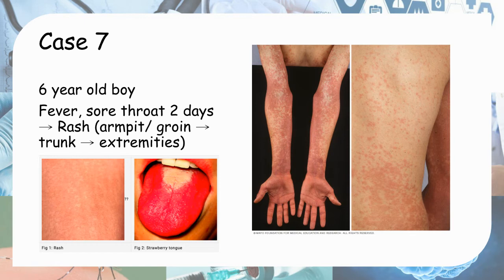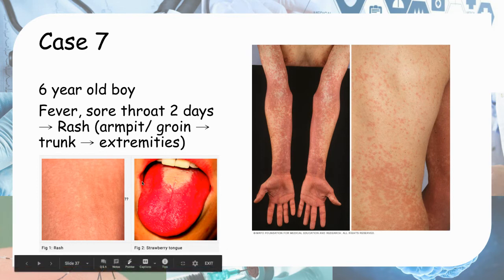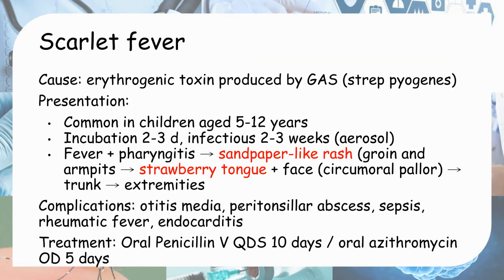Case 7. This is another case of a 6-year-old boy with sore throat for 2 days. After that, with a history of fever and sore throat for 2 days, a rash appeared. It started in the armpit and groin region, spread to the trunk and extremities, and you asked him to open his mouth. You can see strawberry tongue. So what is this? This is scarlet fever.